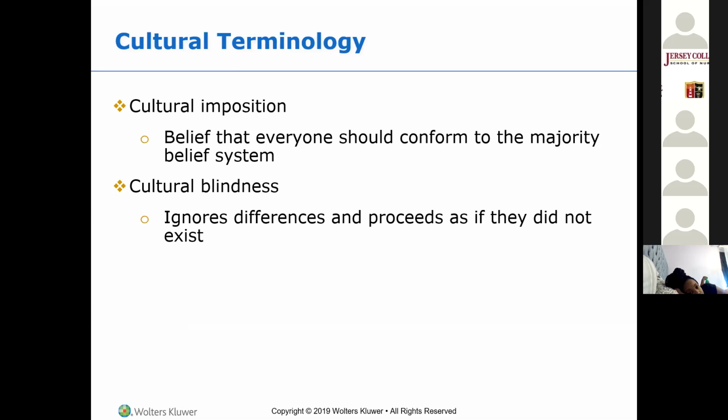All right, cultural imposition. This is a belief that everyone should conform to the majority system. In other words, when in Rome, do as the Romans do. And you'll hear people say this all the time, right? You're in America, speak English. Cultural blindness. This is ignoring those differences, okay? You know they exist, but you ignore them or you choose to believe that they don't exist.